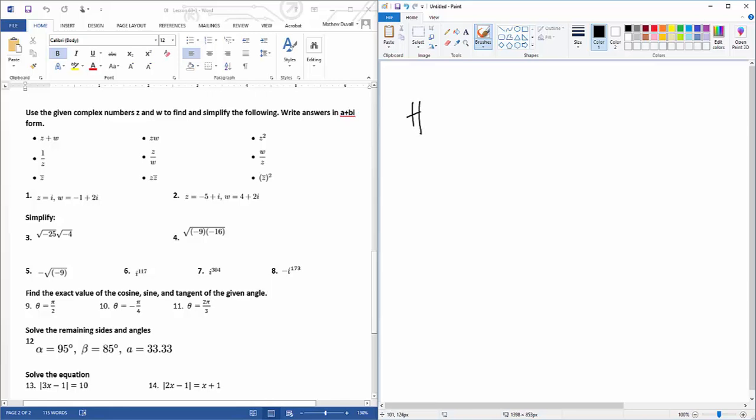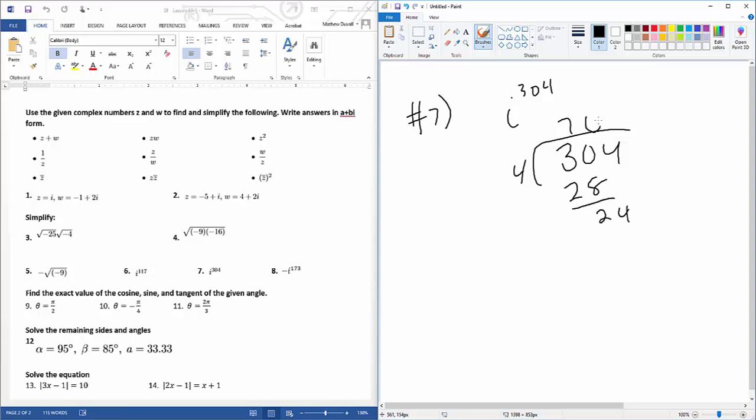Like number 7, where it says i to the 304. Since we know that i to the 4th power is 1, that's cyclic by 4, and i's are cyclic. So we want to take the 304 and divide that by 4. So 4 goes into 30 7 times. Okay, so my remainder is going to be 0. So that means it goes into it evenly. So that's the same as i to the 4th power because it goes into it evenly. And so I can say that i to the 304th power equals 1.